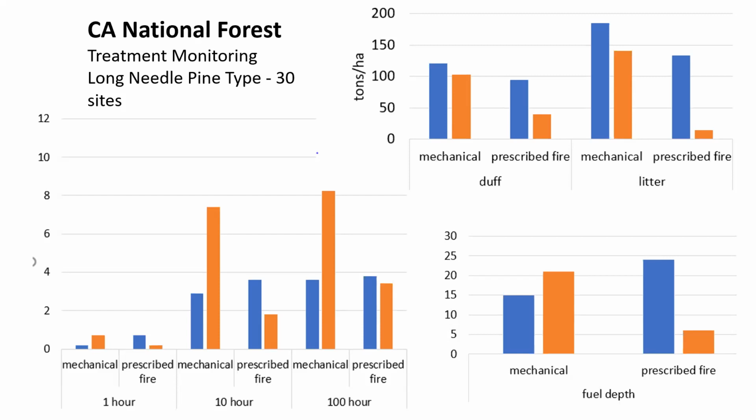In each case, you can see that typically the mechanical treatment will increase the surface fuels. And that makes sense because they're cutting the trees, and when you cut the trees, you're usually leaving some of the slash and some of the tops, and you're not removing any of that. The prescribed fire, it's going down each time, and how much it goes down depends on how much is consumed.